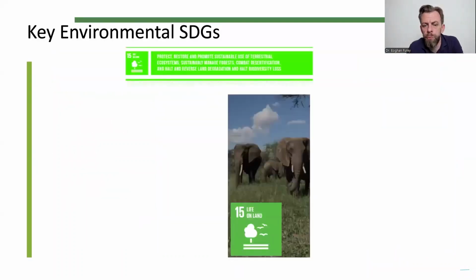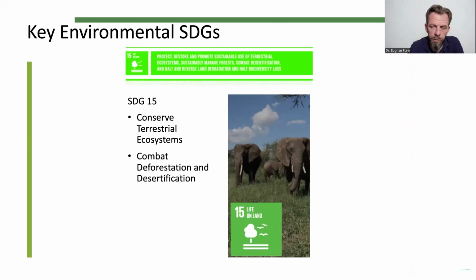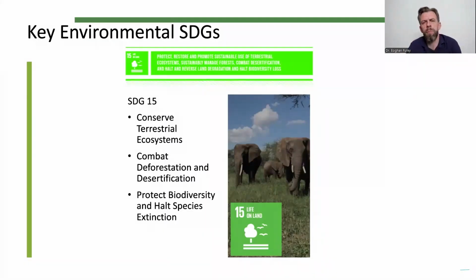Then we go on to 15, life on land. That's where most of us are. And most of the land on Earth is not cities. It may surprise you. But these terrestrial ecosystems, nature, how do we conserve that? Combat things like deforestation and desertification. Much of this stuff is getting cut down. There's a lot of resources there that we want. And then try and protect varying different biodiversity and halt species extinction, because there's a lot of stuff happening.